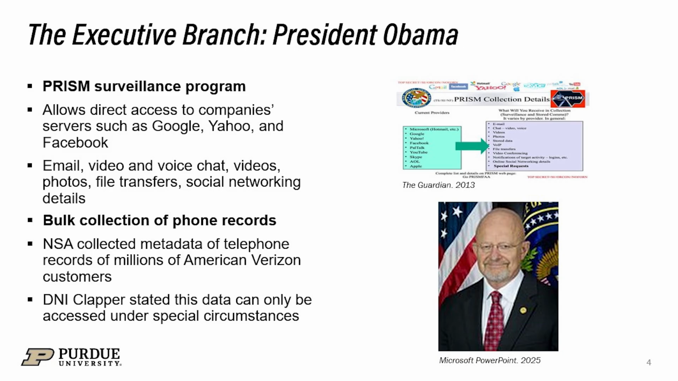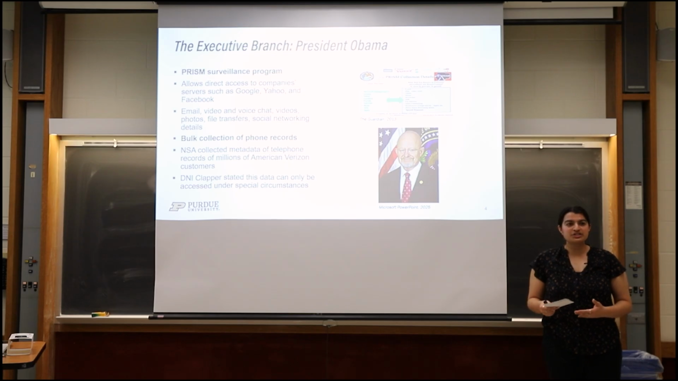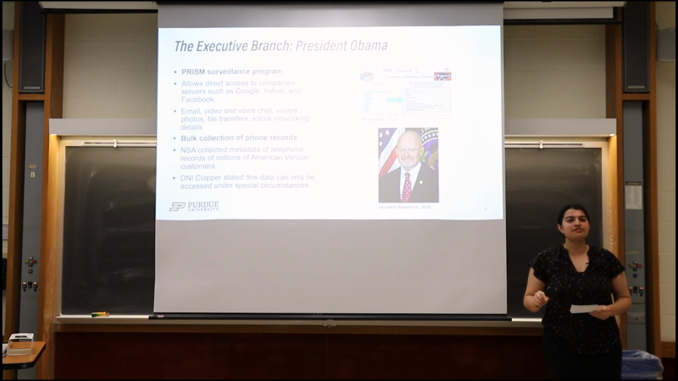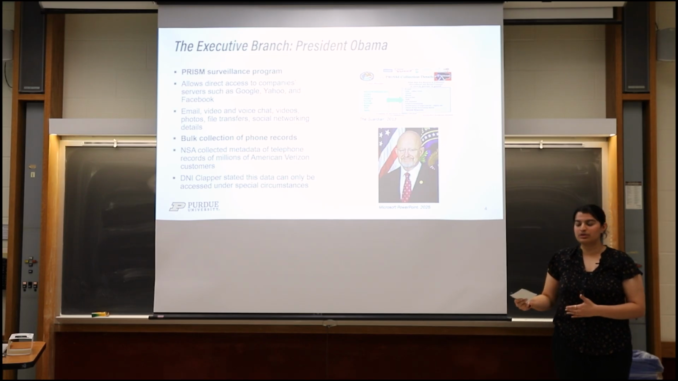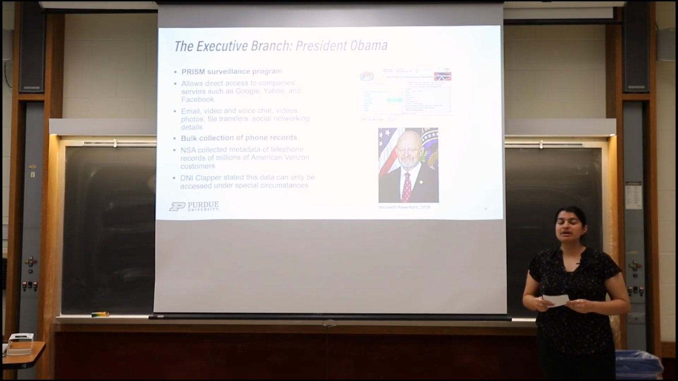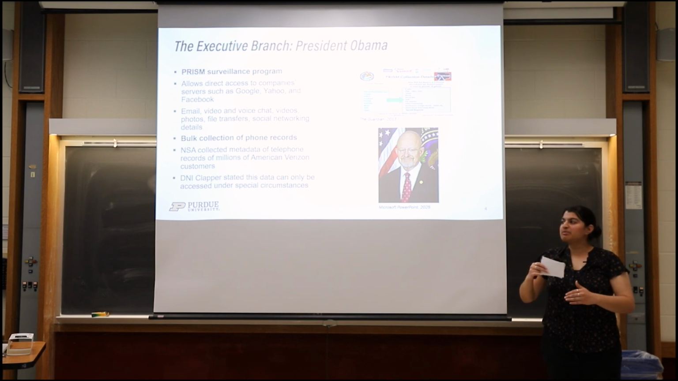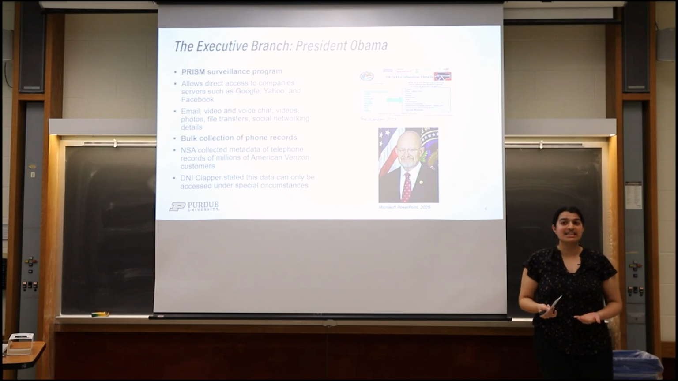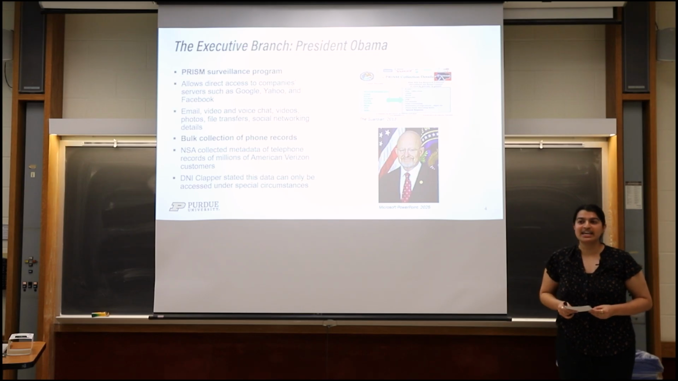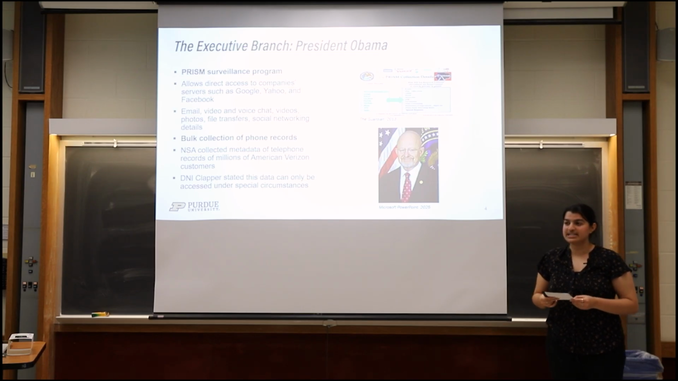One of these programs was PRISM. PRISM is a US surveillance program that allowed the NSA to collect data directly from servers of major tech companies like Google or Facebook. They had access to emails, videos, photos, just to name a few. While the program targeted foreign individuals, communications can cross borders, so sometimes Americans' data was incidentally collected, creating a lot of privacy concerns. Additionally, the NSA conducted bulk collection of phone metadata of millions of Verizon customers.